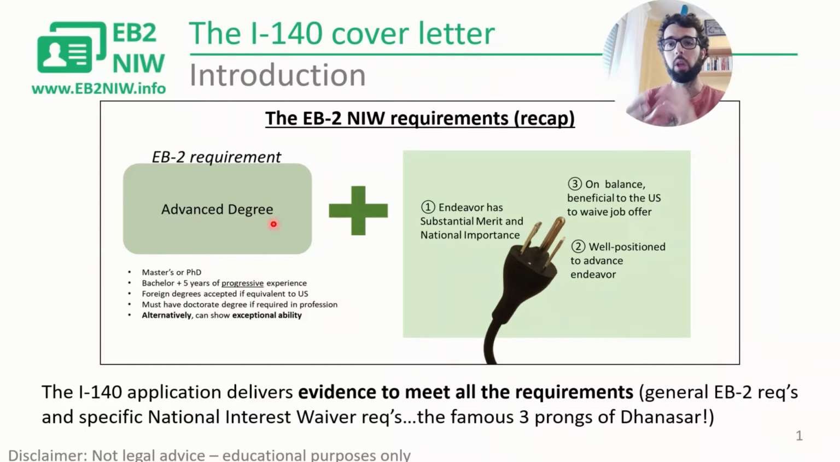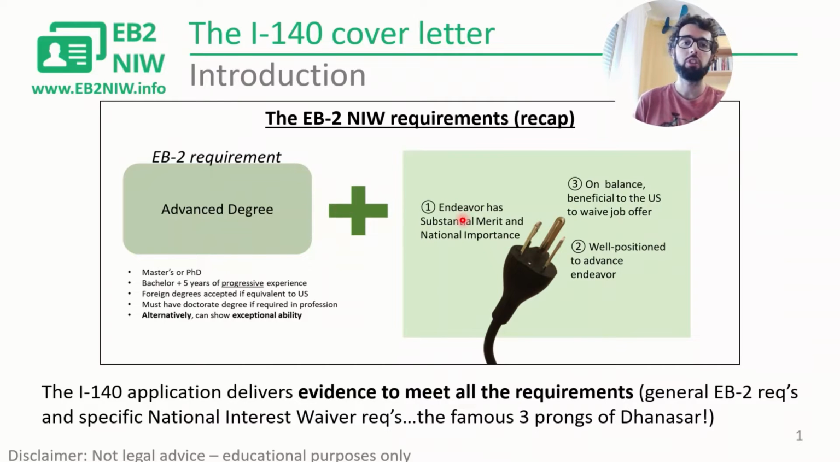Remember that EB2 is employment-based, second priority. But then in NIW, National Interest Waiver, you're asking the US government to waive the requirement to have a job offer or to have a sponsor. So you are the self-petitioner, you are petitioning for yourself. For that, you have to provide extra evidence.